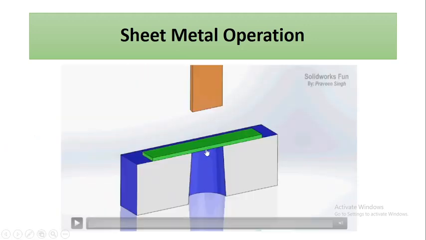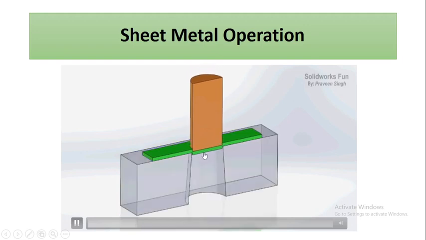So, punching. In this operation you can see that the punch is applying force on the sheet metal, and as a result the shearing action is taking place, and after the shearing action there is a fracture. As a result, this part is getting separated from this sheet. Now in sheet metal operation there are two types of operations. One is punching, another one is blanking.